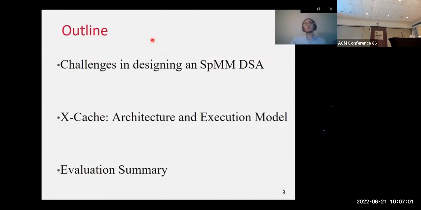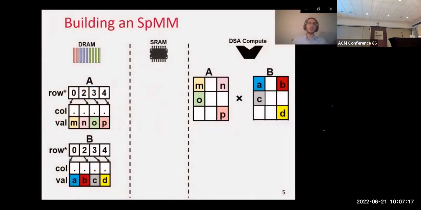So this is the outline of this presentation. At first, I'll go over the challenges in designing an SPMM DSA, and then I'll cover our toolchain, Xcache, and at the end, I'll go over the evaluation of our research. So let's start with building an SPMM accelerator.